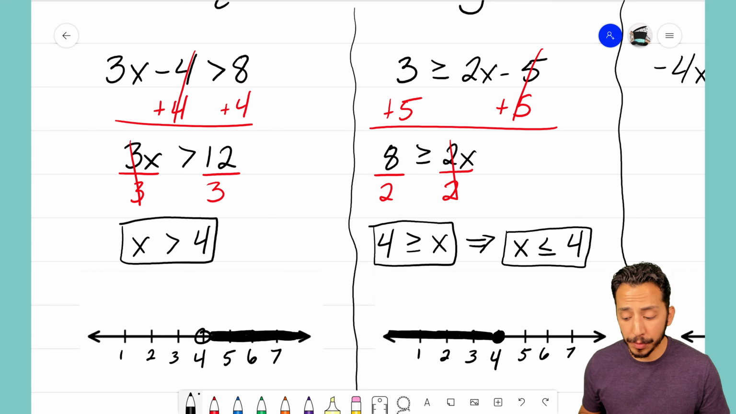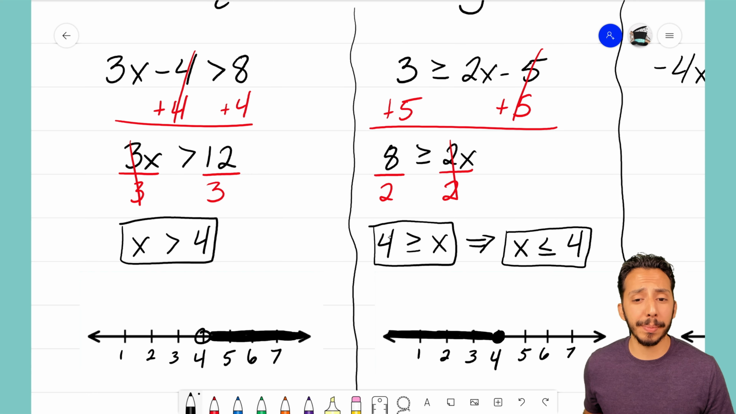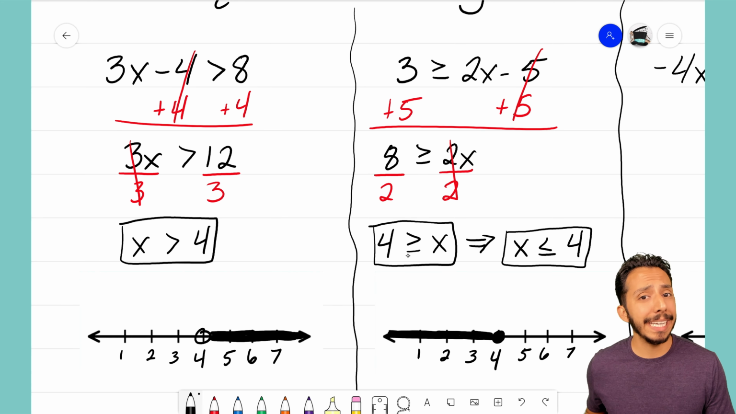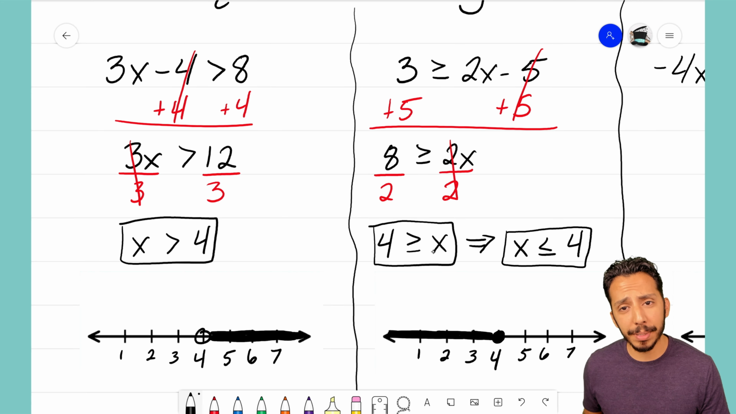Okay. Now, for some of you, you might not have to change it because looking here, I could result with this number line the same way. Think about this. 4 is greater than or equal to x. That means that 4 is the biggest number that x can be. And looking at our number line here, we see that 4 is the biggest number that x can be.